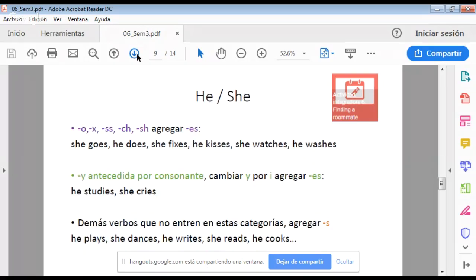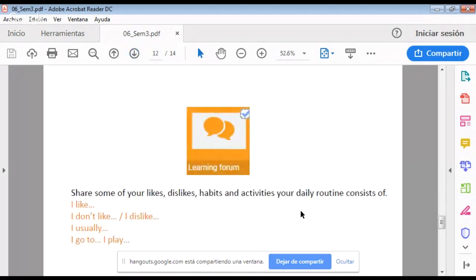Okay, and now finally, well, the learning forum. In the learning forum, you're going to share with us some of your likes, dislikes, habits, and activities your daily routine consists of. ¿Qué ideas o qué frases pueden utilizar? Estas de aquí. I like, I don't like, I dislike, I usually, I go to, I play. Van a compartir con nosotros sus gustos, lo que no les gusta, sus hábitos y algunas actividades en las que consisten sus rutinas diarias. I like, me gusta.